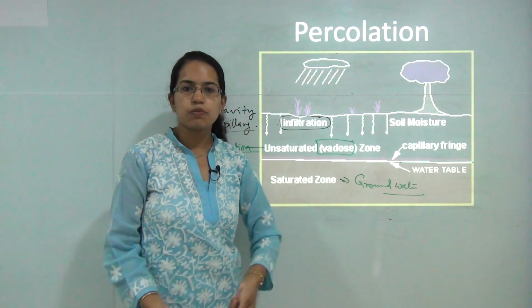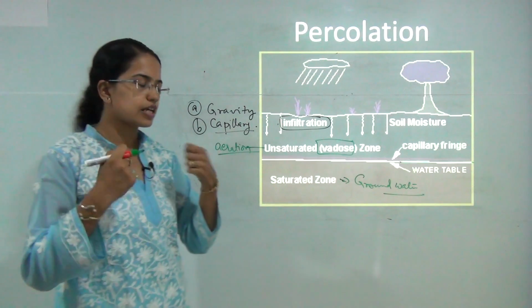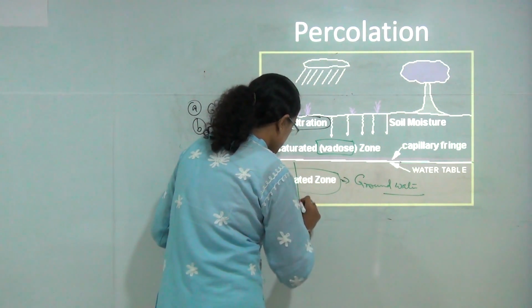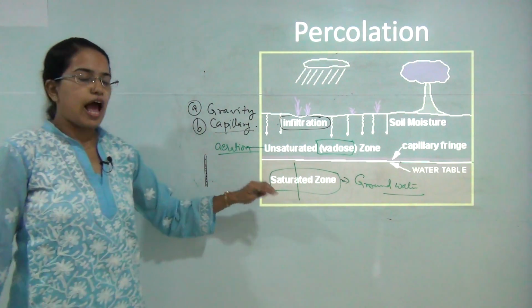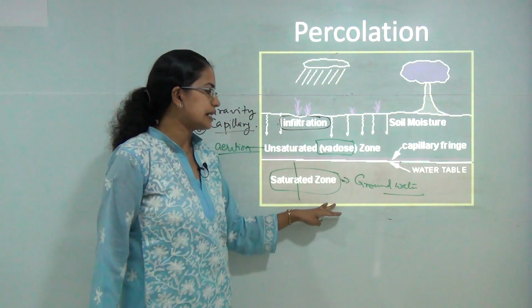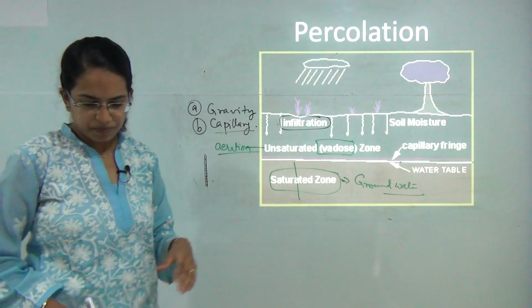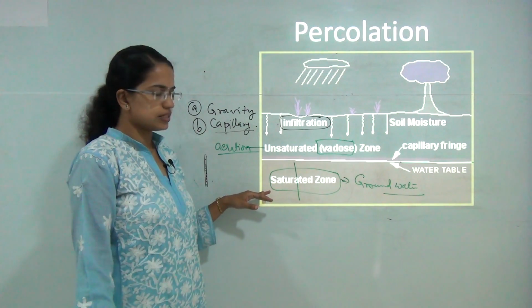When we are trying to pull out water from the ground as groundwater, we are pulling out the water that is present in the saturated zone, and the replenishment of this water takes much longer than the amount we are pulling out. So that is very important to understand here.